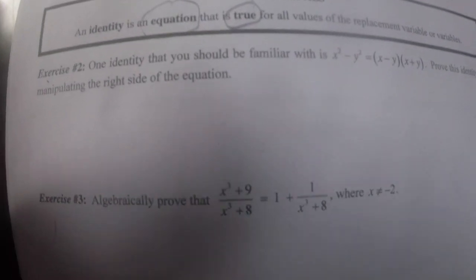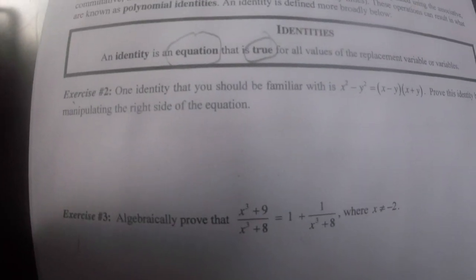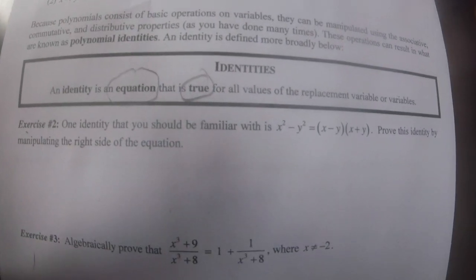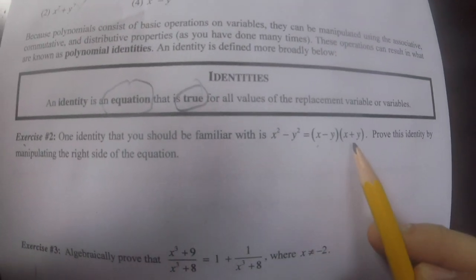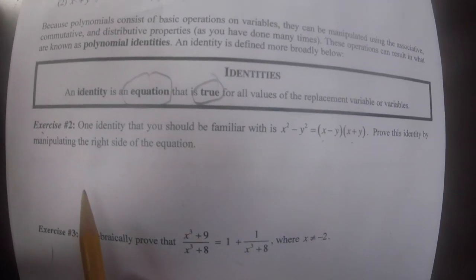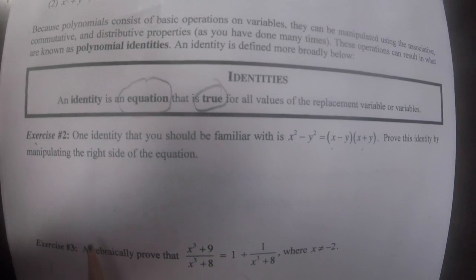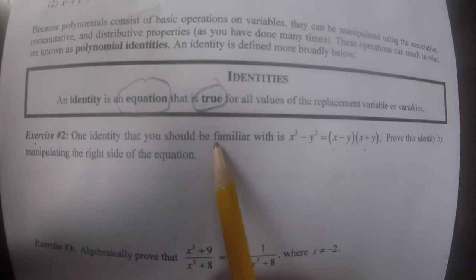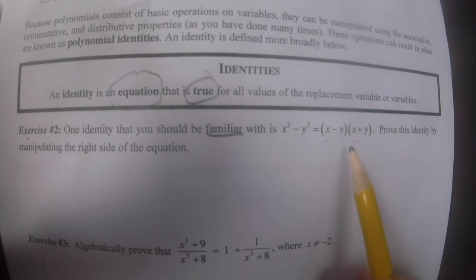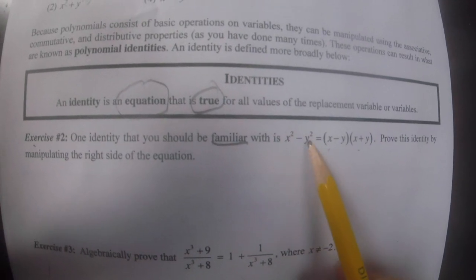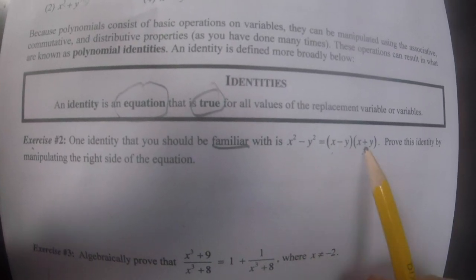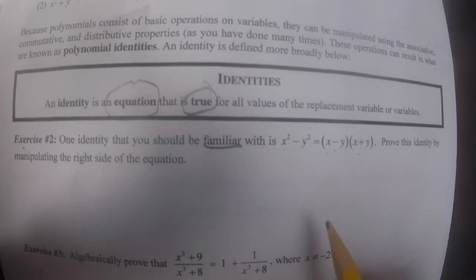So exercise number 2 says one identity that you should be familiar with is x squared minus y squared equals x minus y times x plus y. Prove this identity by manipulating the right side of the equation. The reason that we might be familiar with this is basically just the difference of two squares. If you have a perfect square minus another perfect square, remember we're able to factor that as x plus y times x minus y. Now we're just going to show that that's true.